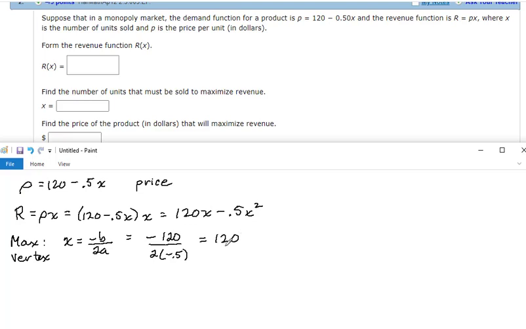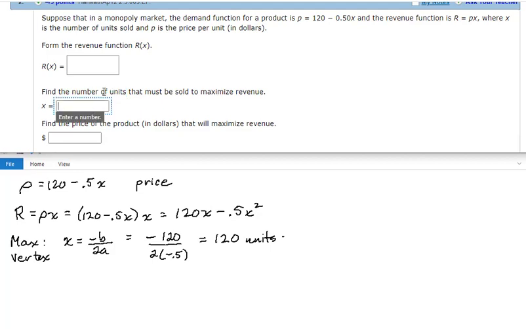Okay, 120 what? This isn't dollars because this isn't an R answer. This is an X. We're solving for X, which is units. Is that what WebAssign wanted? Yes, number of units. Find the price of the product that will maximize the revenue. Okay, now read this carefully. They are not saying find the maximum revenue. They're saying what price should be set to generate that revenue. So I need an equation that will give me price. Well, that's this one.